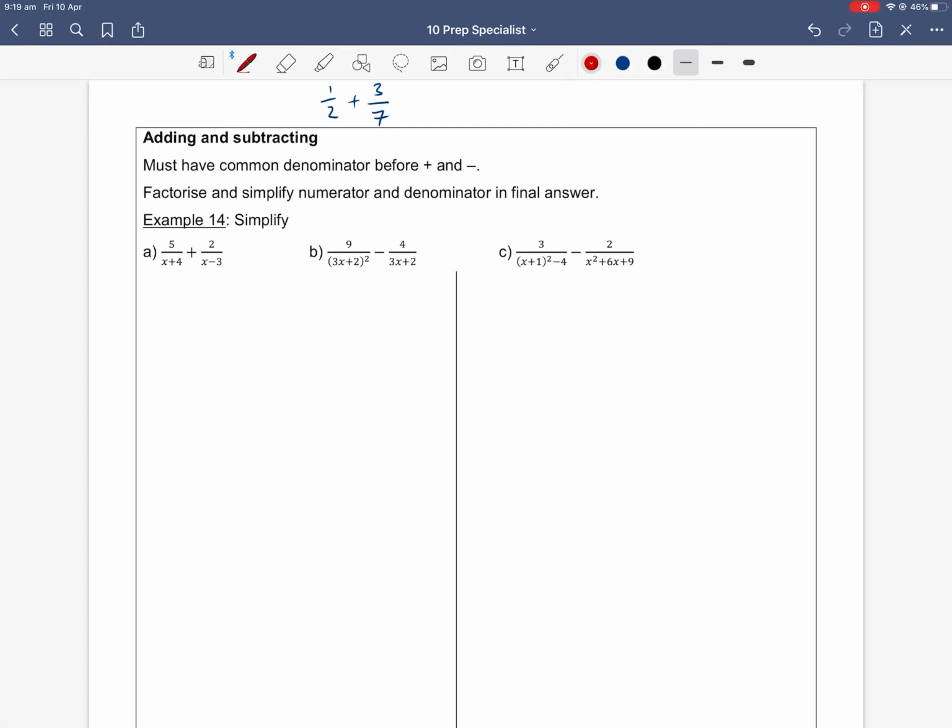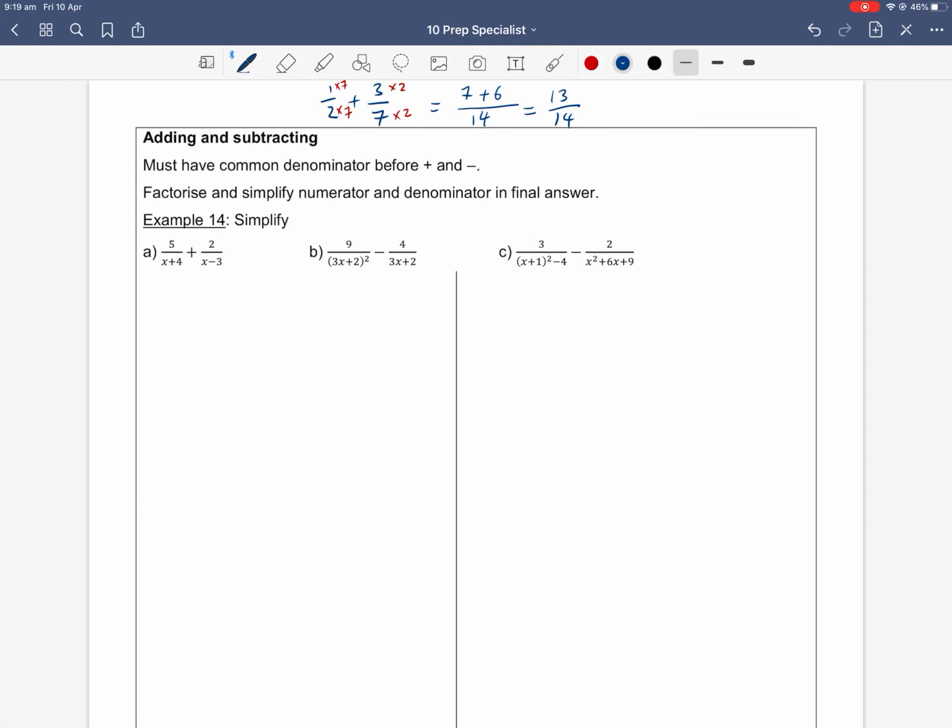So the lowest common multiple of 2 and 7 is 14, so I times the half by 7 top and bottom, and then I times 3/7 top and bottom by 2, so that I end up getting 7 plus 6 all over the common denominator of 14. So 7 plus 6 is 13 over 14, and then we check, can our final answer 13 over 14 be simplified? If so, do so. If not, then leave it alone.